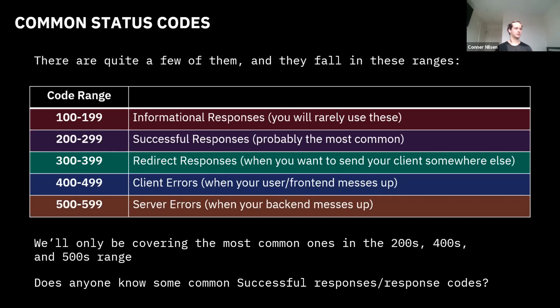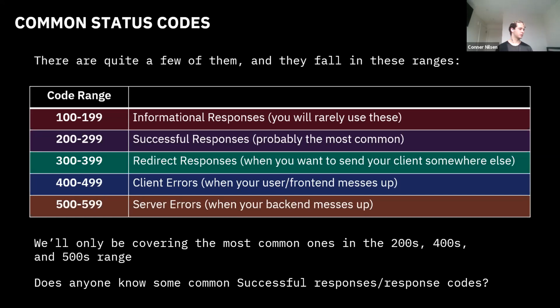So if your client does something or the front end messes up when sending a request, it's malformed or something like that, you'll usually get a 400. And 500s are server errors. So if your server receives something and it doesn't know how to handle it and it throws an uncaught exception, that's usually when you'll get back a 500.